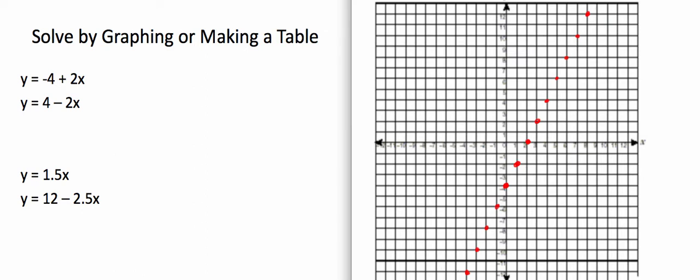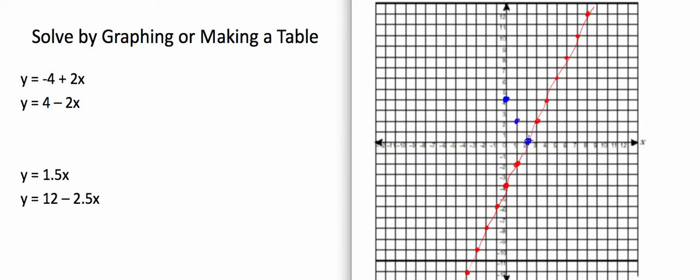What you can do from there is lightly draw a line through these points. Obviously it'd be straighter for you because you'll use a straight edge. So that's the first line. Now the second one, we've got y equals 4 minus 2x. It's going to start here at 4, and since it's a minus 2, it's going to go down 2 and right 1, down 2 and right 1.